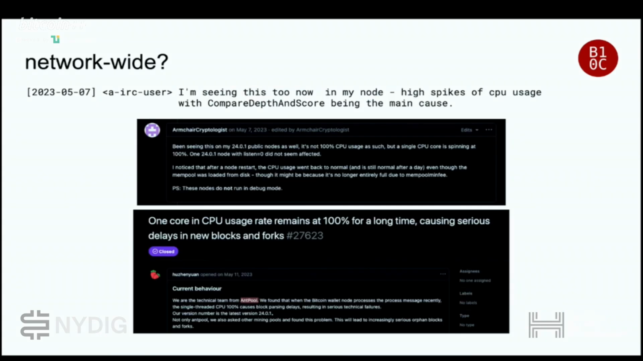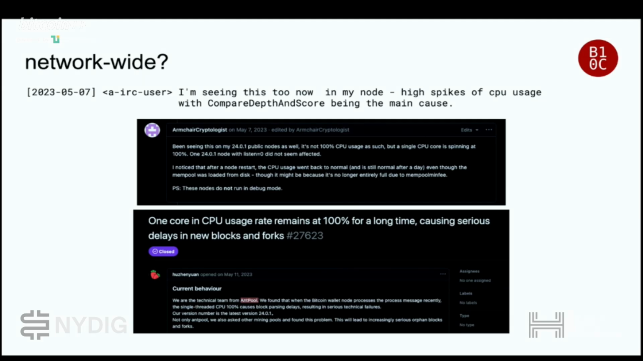At some point, we noticed this is probably network-wide. So a fellow developer wrote on IRC, I'm seeing this now too in my node, high spikes of CPU usage with compare depth and score being the main cause. So at the time I was running only 1 or 2 nodes, and I was seeing it only on one. And then it was really good to get confirmation of other people seeing this as well. There was one guy on a GitHub issue saying, hey, I'm seeing this too, but PS I'm not running in debug mode. So he said, okay, there is definitely an issue there as well.